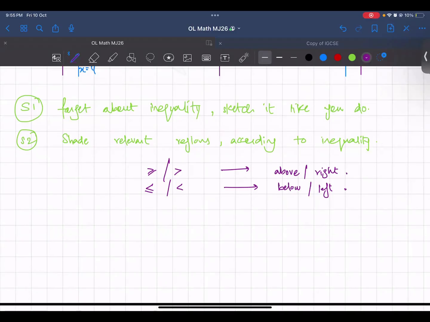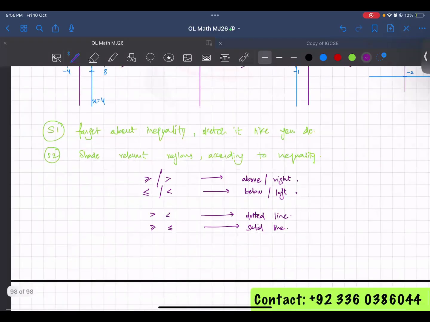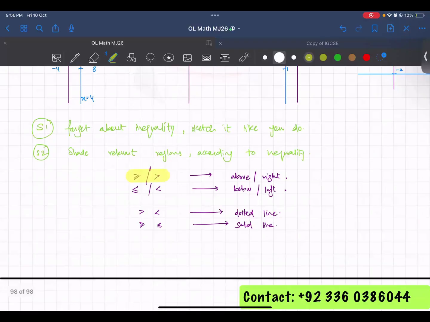And one more thing, if it is less than or greater than only, then the line would be a dotted line. And if it is greater than equal to and less than equal to, it would be a solid line, filled line, no dots. These are the four things you have to keep in mind for the sketching.